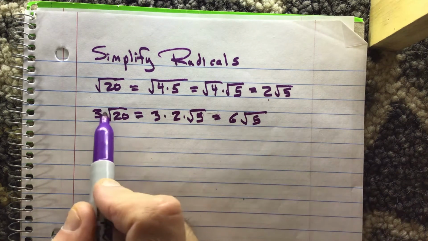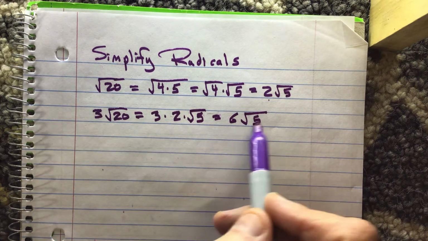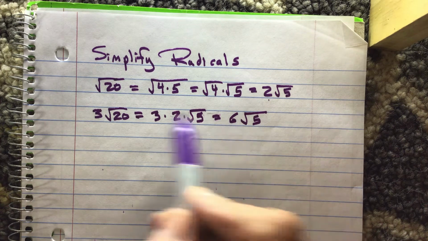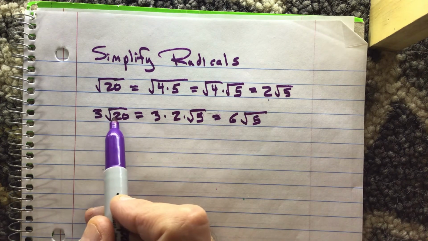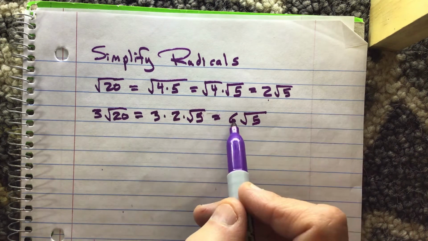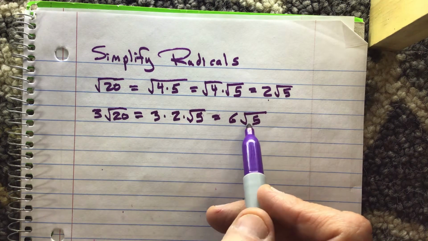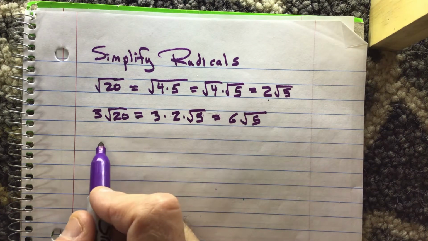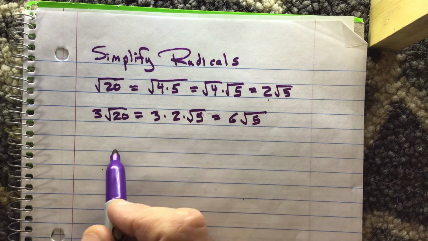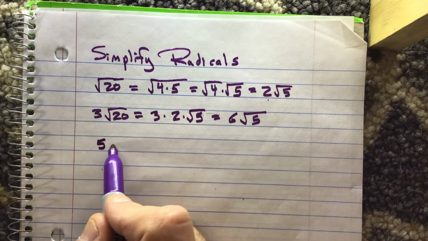So you've just rewritten this product to look like this, and all you're really doing is making a smaller radical. If you were to do this on a calculator, 3 times the square root of 20, you'll get the same answer as if you do 6 times the square root of 5. So you're not solving anything, you're just rewriting it in a different format. It's simplifying a radical.